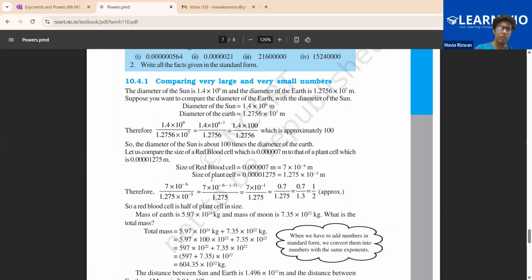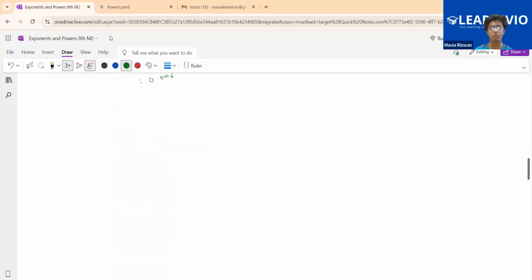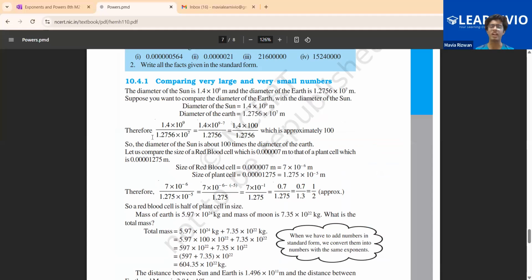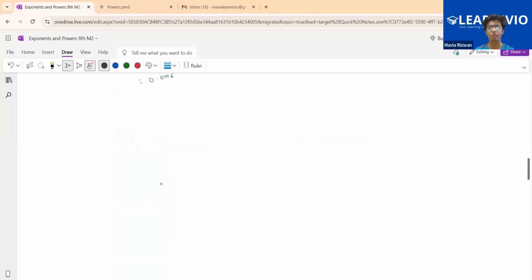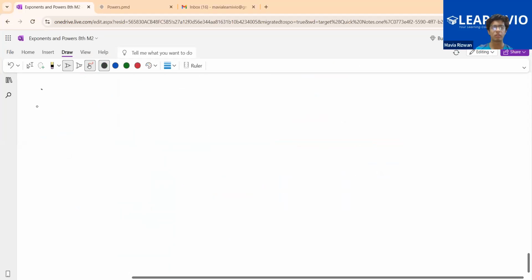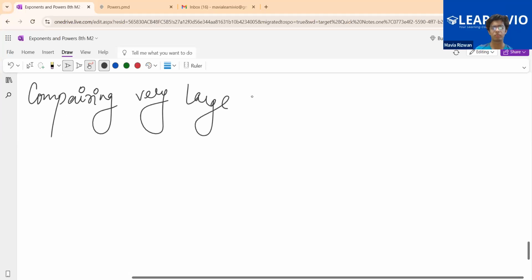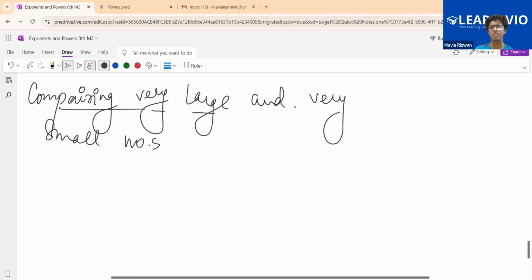Yeah, to tell you one more thing, about comparing very large and very small numbers. How to compare any two numbers? Again, an easy topic, not a topic, basically a subtopic of a topic.